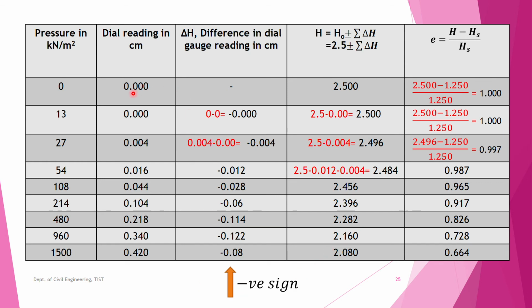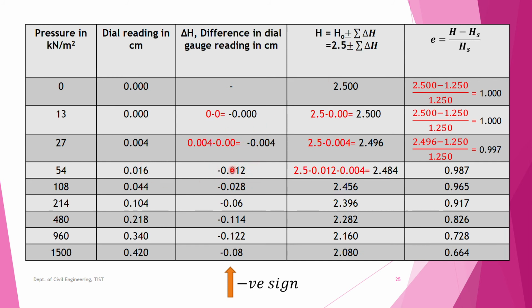We'll be following this procedure. The pressure value is given in the question, and the dial gauge reading in centimeters is given. We need to find the delta H value, the difference in the dial gauge reading, obtained just by taking the difference of these two values. So it is 0 minus 0, which is 0. Now here it is 0.004 minus 0, so that is minus 0.004. I'm putting this minus sign because the pressure value is increasing. In all the cases the pressure value is increasing, so in all cases I am putting a minus sign.